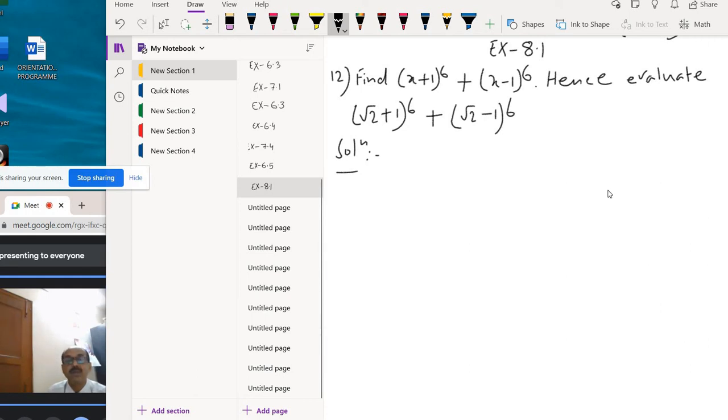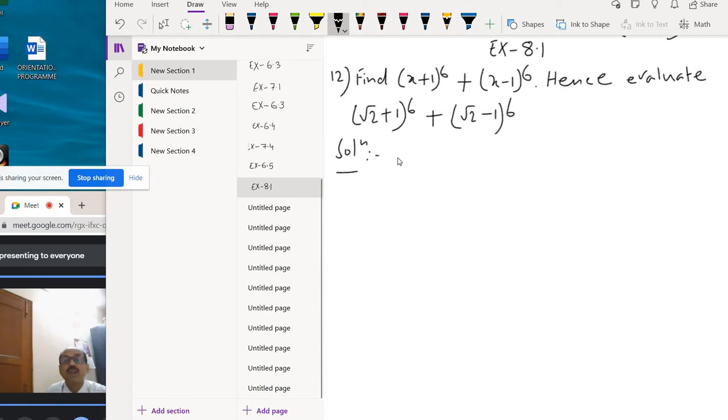Good morning. Chapter Binomial Theorem, exercise 8.1, question number 12. The question is, find (x + 1)^6 + (x - 1)^6. Hence, evaluate (√2 + 1)^6 + (√2 - 1)^6. So, start from the first term, that is (x + 1)^6, and use the binomial theorem.